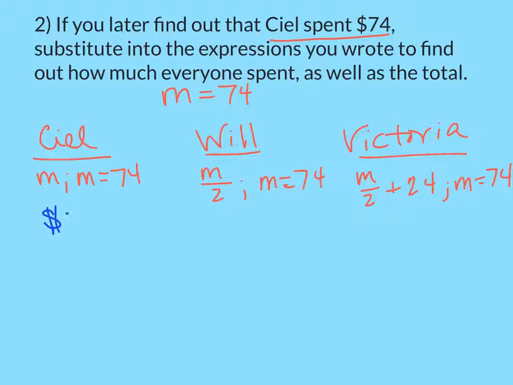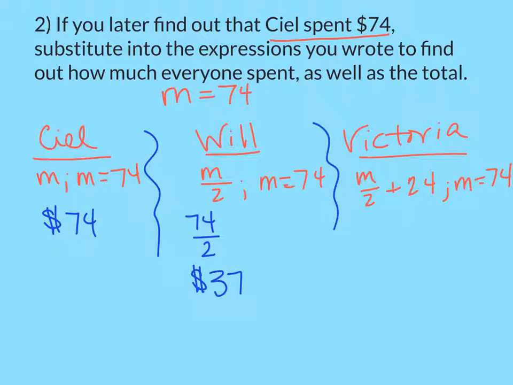So for Sayel, it's simply $74. For Will, I've got 74 divided by 2. Half of 70 is 35. Half of 4 is 2. So it means that $37 is what Will spent. And then Victoria has 74 divided by 2 plus 24 more. 74 divided by 2 is 37 plus 24. 30 plus 20 is 50. 7 plus 4 is 11. 50 plus 11 is $61.